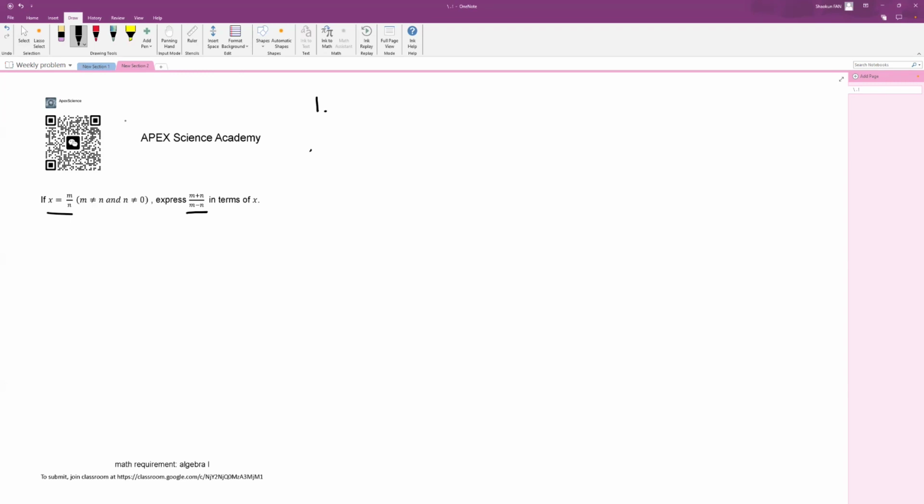For example, in this case, we have m and n in this existing expression, and we want to replace m and n with x. So how do we do that? Well, we just use what we have here, x equals m over n, and multiply both sides by n, and we have n multiplied by x equals m. So we know that m equals n multiplied by x. Now we can replace m in this expression with n times x.